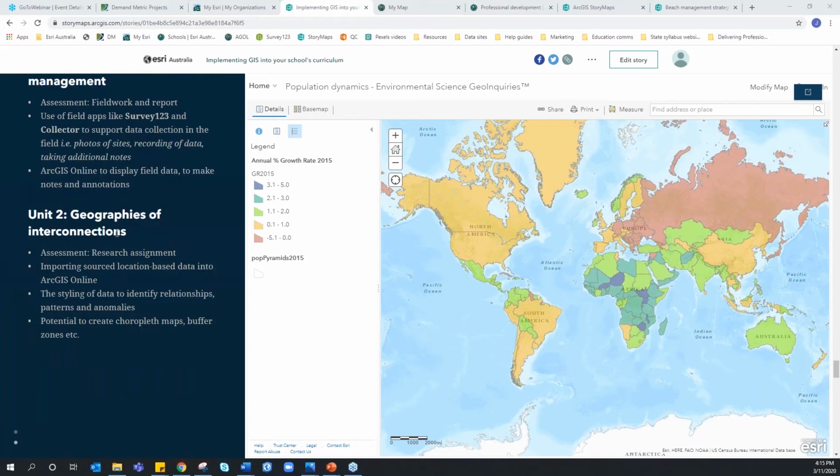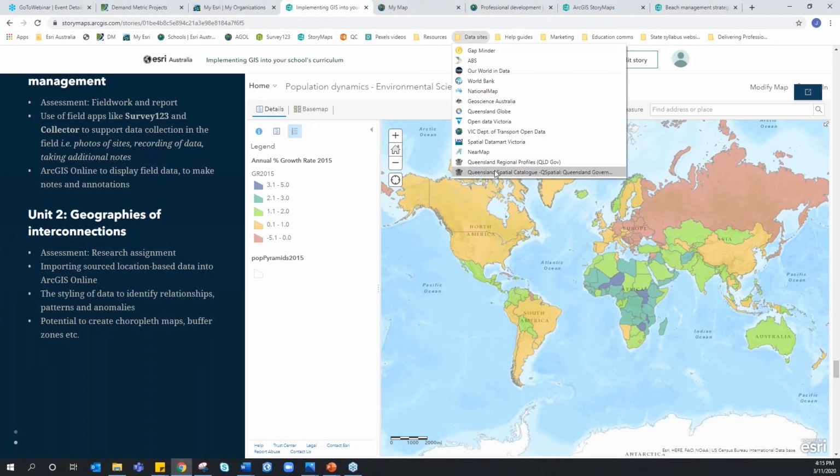Unit 2, Geographies of Interconnections. My understanding is that this assessment is a research assignment. You can import sourced location-based data into ArcGIS Online. That's things like the ABS, the Australian Bureau of Statistics, or let's have a look at some of my other data sites. World Bank's a good one as well.